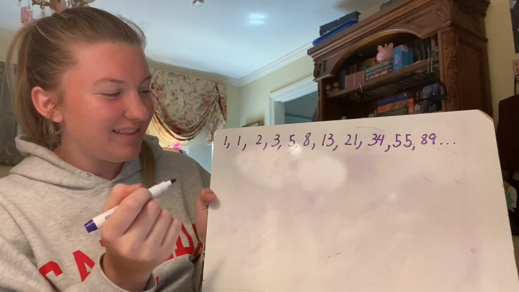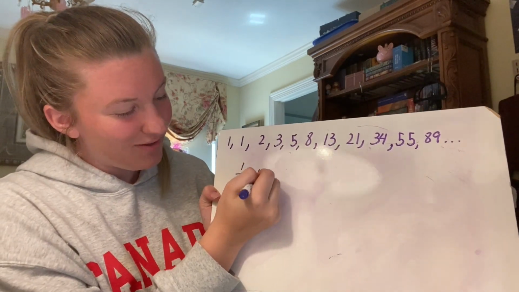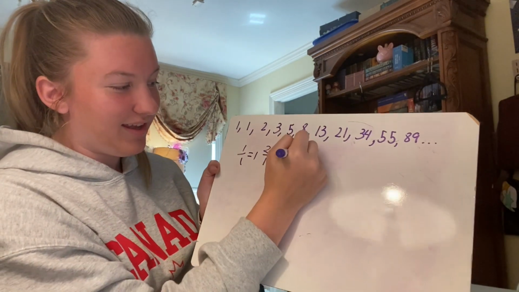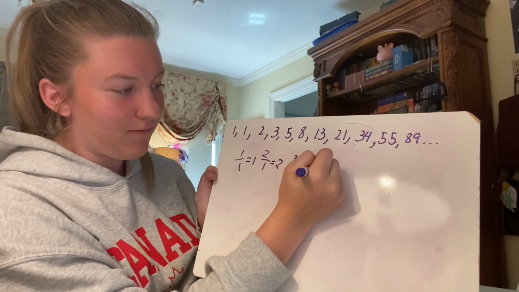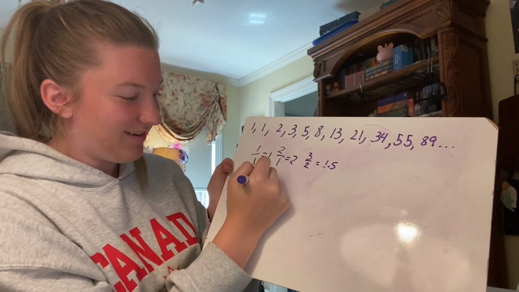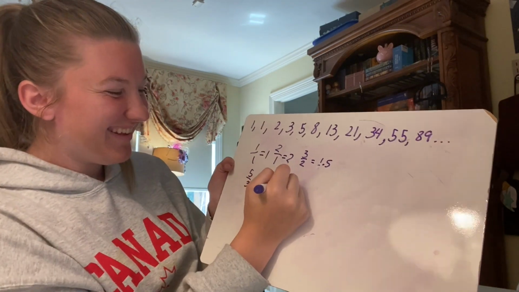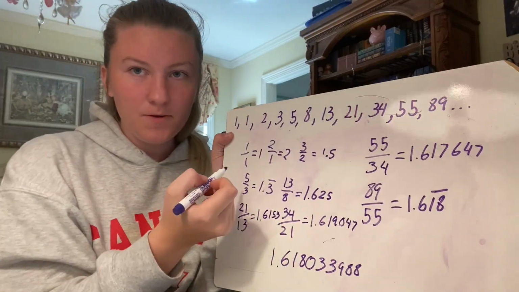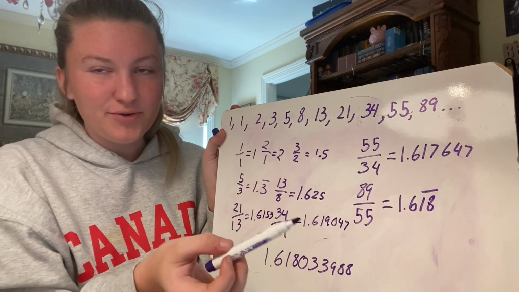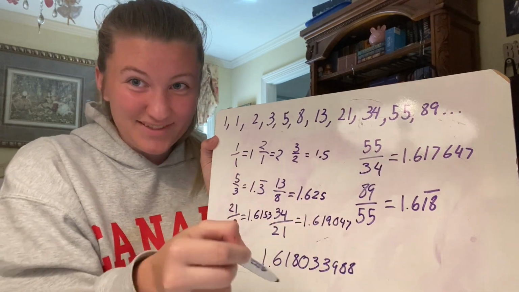But if you take the current number and divide it by the previous number, you get 1. And then you get 2. And then you get 1.5. And then you get 1.3, repeating. And then you get 1.625. And so the farther that you get in the sequence, and the more you divide, the closer and the closer and the closer you get to the golden ratio, meaning that the limit of this sequence is the golden ratio.